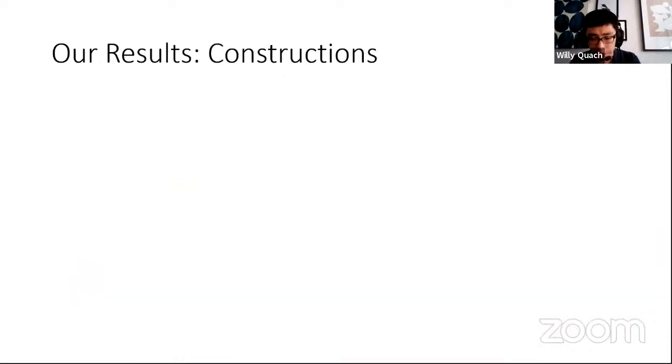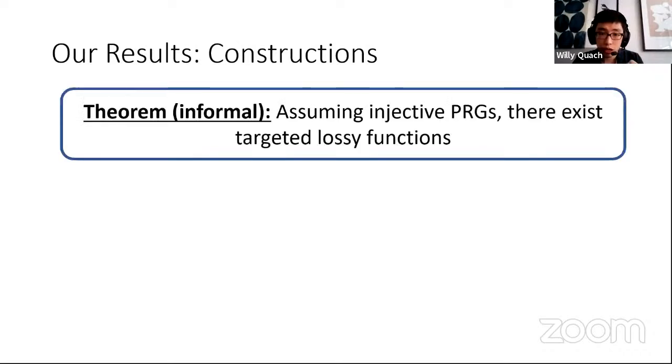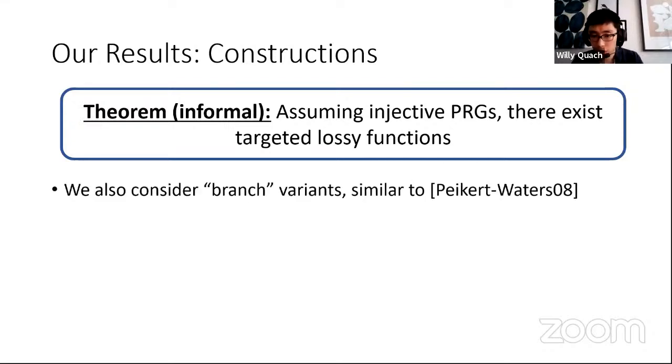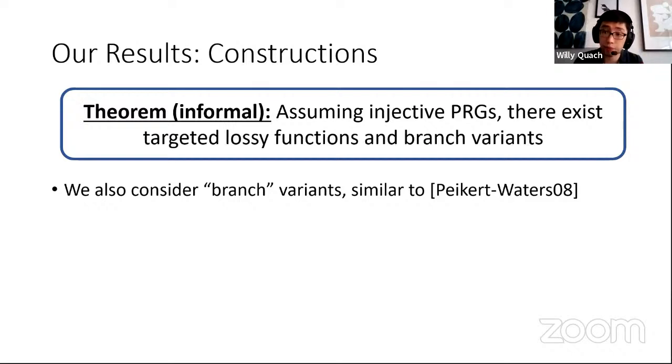So now what? Well, first, we show that this relaxation actually allows us to get constructions from weaker assumptions. And so we showed that assuming injective pseudorandom generators, then we can build targeted lossy functions. Furthermore, similar to how the original paper introducing lossy trapdoor functions considered execution branches, we can also consider execution branches for targeted lossy functions, and we can also build that from the same assumptions.